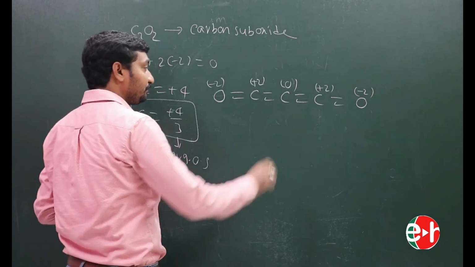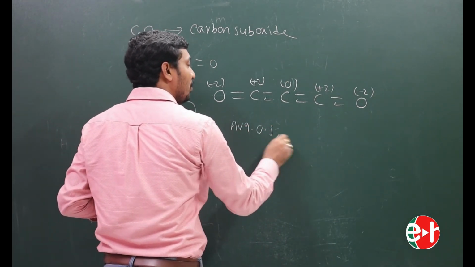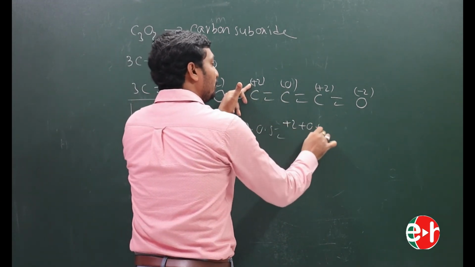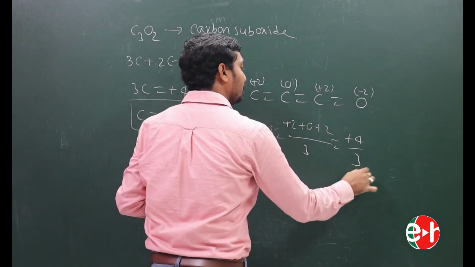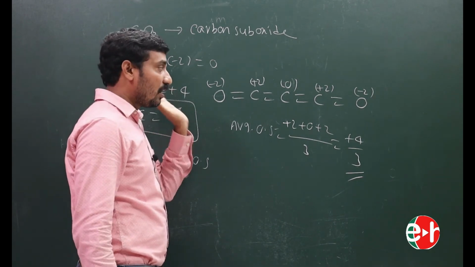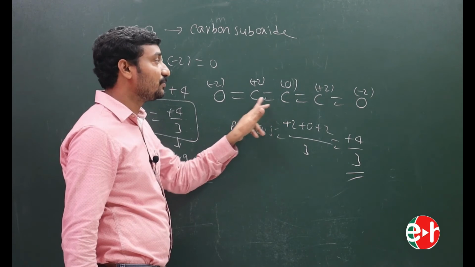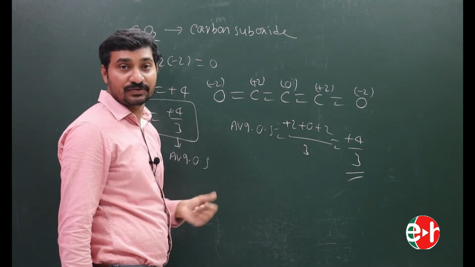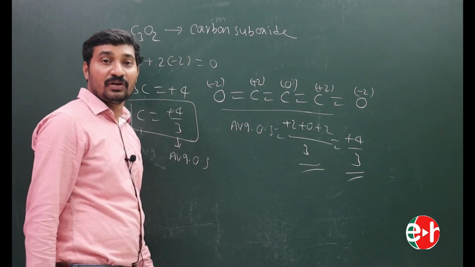Okay, now the average oxidation state. How do you calculate the average? Total sum +2, 0, +2, divided by the number of carbon atoms, 3, gives +4/3. This is the average oxidation state. Sometimes they ask what are the oxidation states of the 3 carbon atoms in carbon suboxide? +2, 0, +2. Middle carbon 0. Left side and right side carbon +2, +2. Got it? So based on structure we have to calculate. One more.